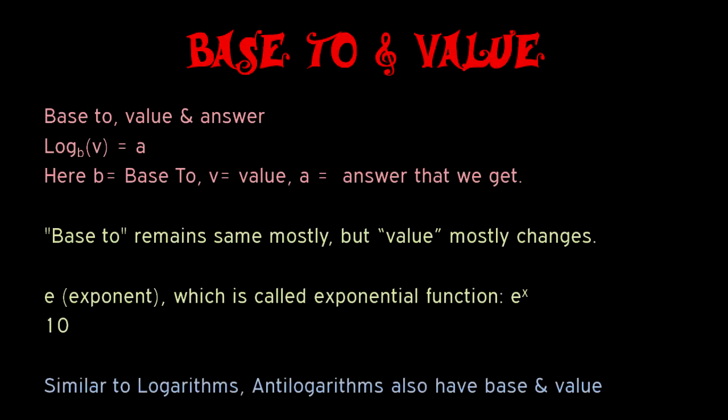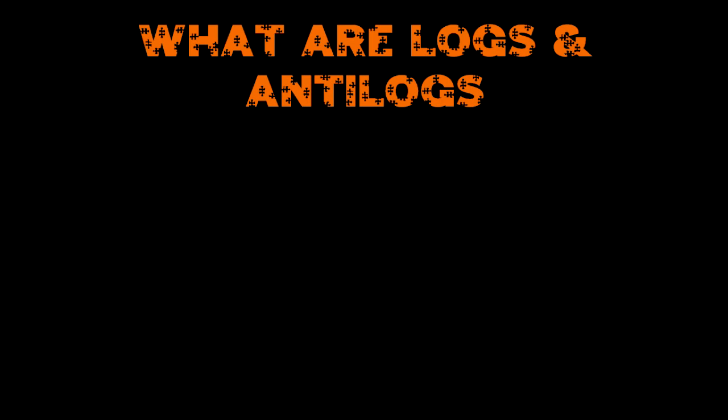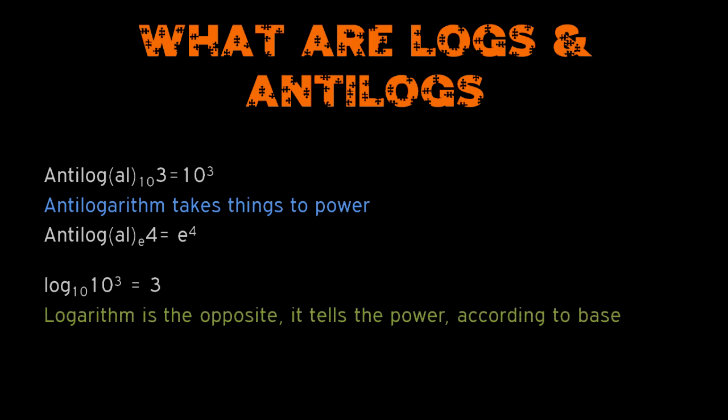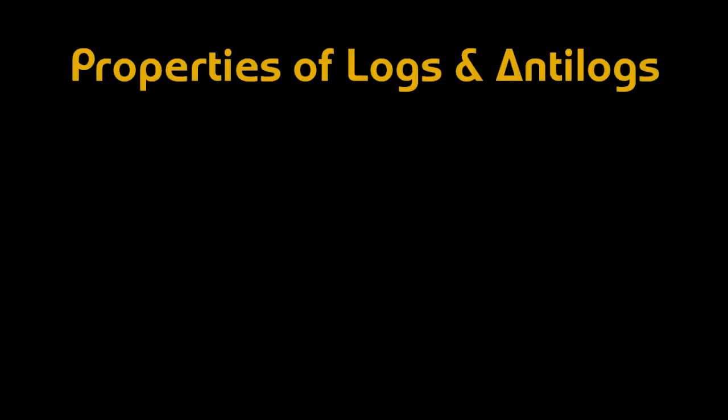Antilogs also have a base and a value. Now what are logs and antilogs? Antilog is something that takes the number to the power. Like antilog of 3 will take it to the power of the base. Similarly, e raised to power 4. Now logs are something that tell us the power of the number. Like log of 10 base 10 will be 1. Log of 10 raised to power 3 base 10 will be 3. Similar for the exponent also. Now the properties of logs are what make them brilliant.